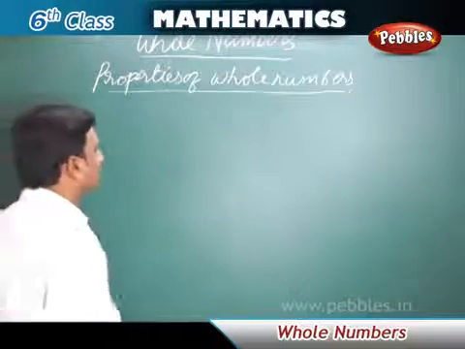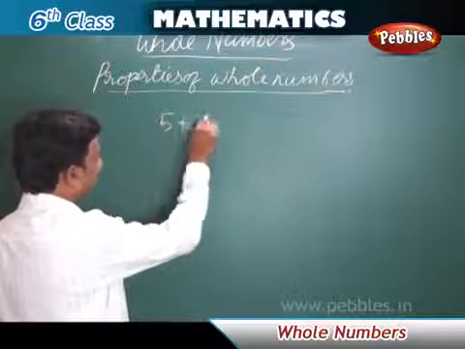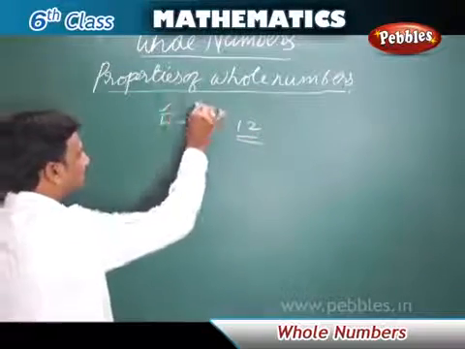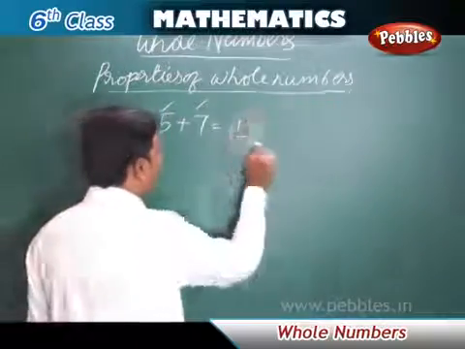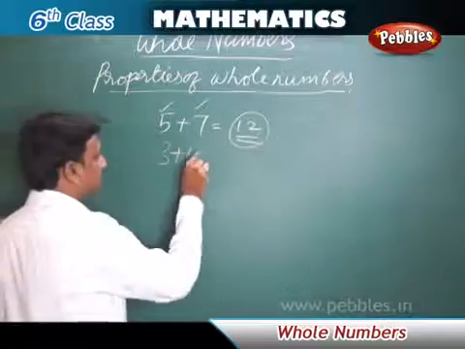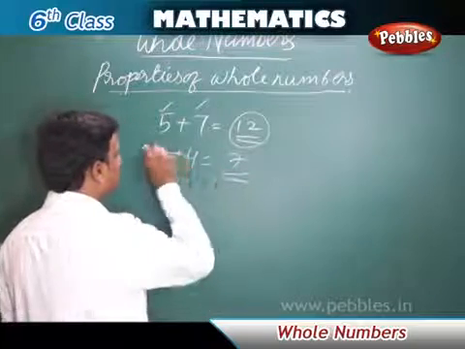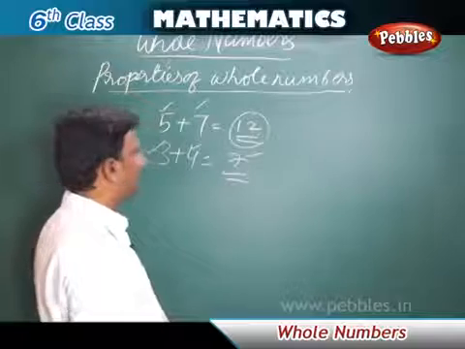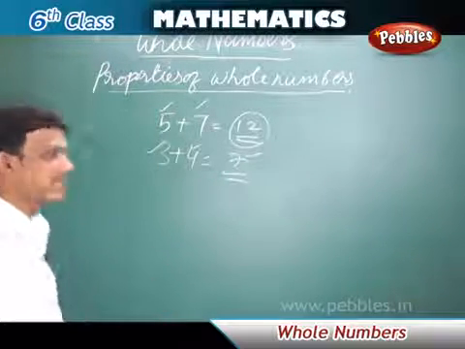Properties of whole numbers. Let us see 5 plus 7 equal to 12. So here 5 is a whole number, 7 is a whole number, and even 12 is a whole number. 3 plus 4 equal to 7. This is a whole number and 4 is a whole number and even 7 is a whole number. So here what do we understand?